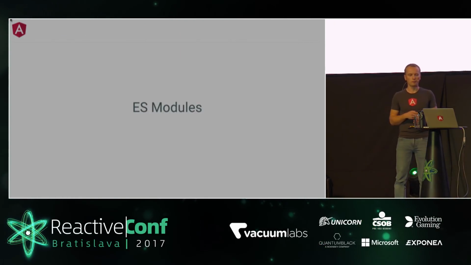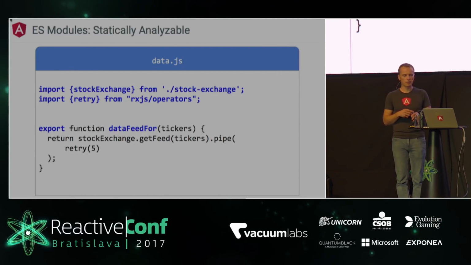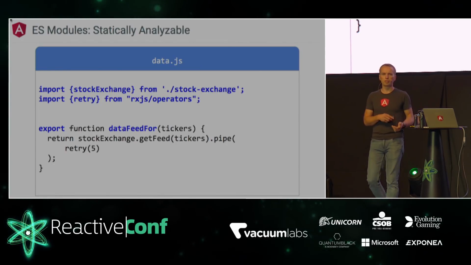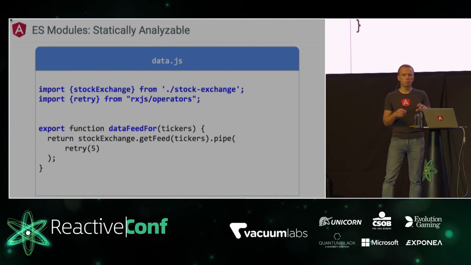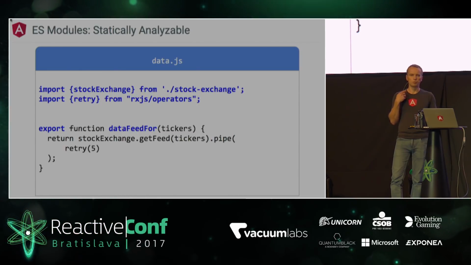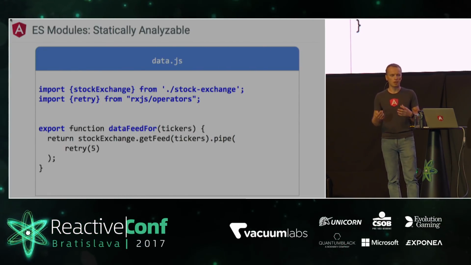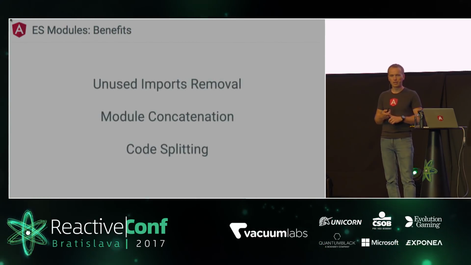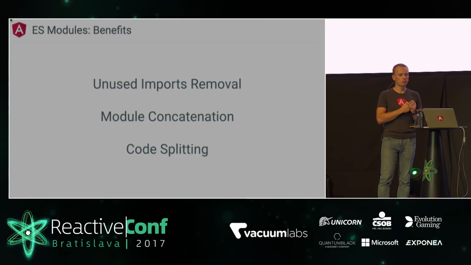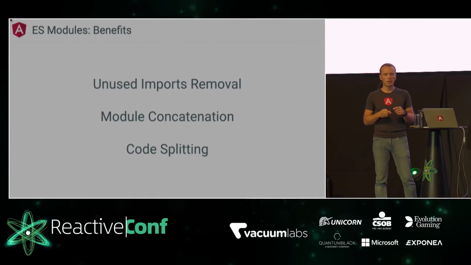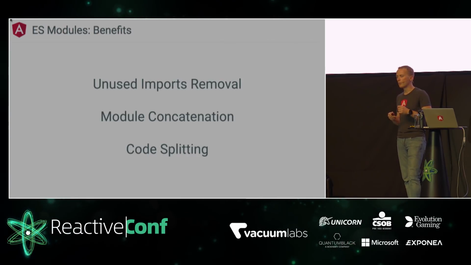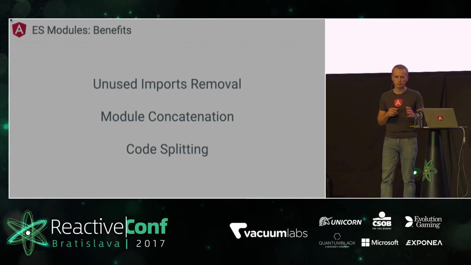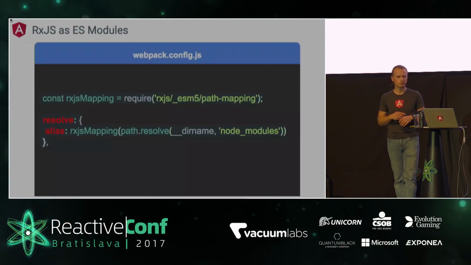We want to use ESM when we can. Why? ESM allows us to statically analyze code. Without evaluating code, we can find the imports and exports, find the shape of the module, and use optimizations to create smaller bundles, to tree-shake stuff, to just do better. The benefits come from being able to remove unused imports. We're able to concatenate modules, and we're also able to do code splitting, which is tricky if you're not using ES modules. Possible, but it gets really messy and it's error-prone.